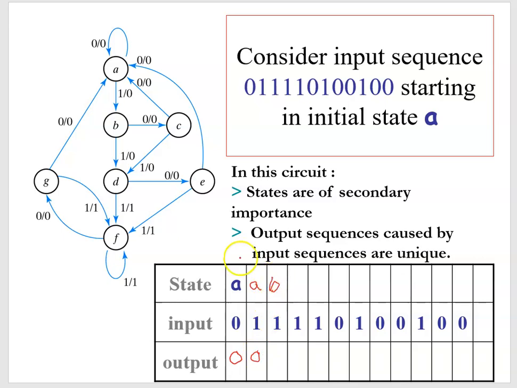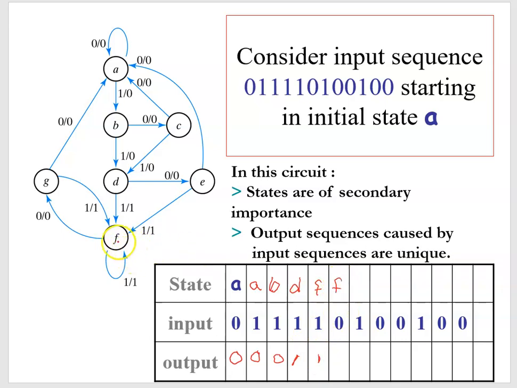If we're in state B and our input is a 1, then our output will be a 0 and our next state will be D. Output's a 0. Next state D. If we're in state D and our input's a 1, our output will be a 1 and our next state will be F. Oops, that's a 1 and our next state is F. If we're in state F and a 1, then our output is a 1, and we stay in state F.